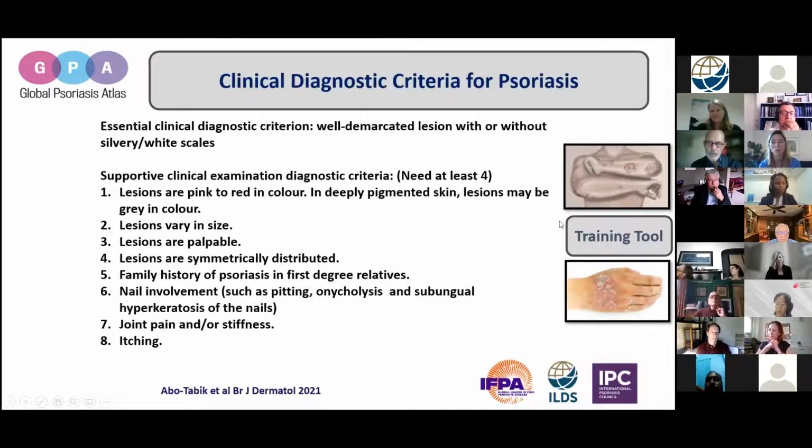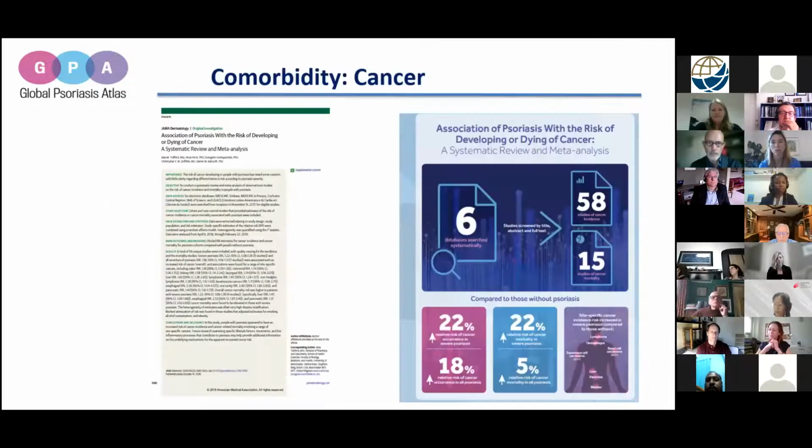This has been published in the BJD and is now being developed as a training tool for non-dermatologists to work out in the field. Alex Trafford has done some fantastic work looking at the links between psoriasis and cancer. We know that there's a relative risk of cancer mortality, particularly in patients with severe psoriasis. And it's not just skin cancer, it's lymphomas, esophageal cancer, hepatobiliary cancer, pancreatic cancer, and bladder cancer.